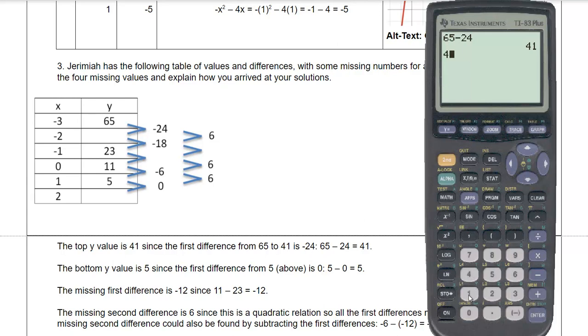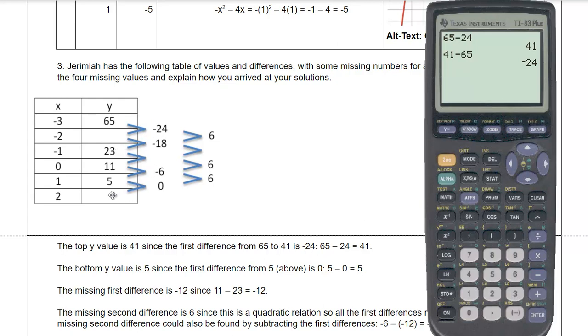Now let's just check that to make sure that works. Minus 65, see, is the negative 24. So this has to be 41. So when you subtract the 65 from it, you get a first difference of negative 24 there. So if I take this y value and subtract the 24 from it, I should get that value there.